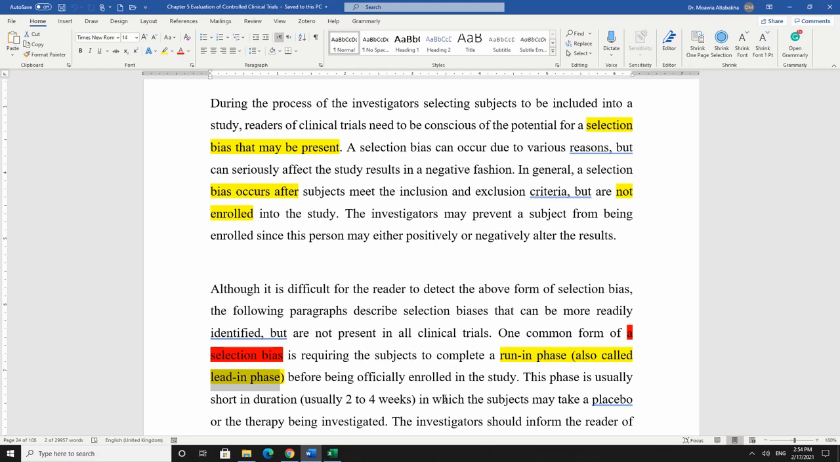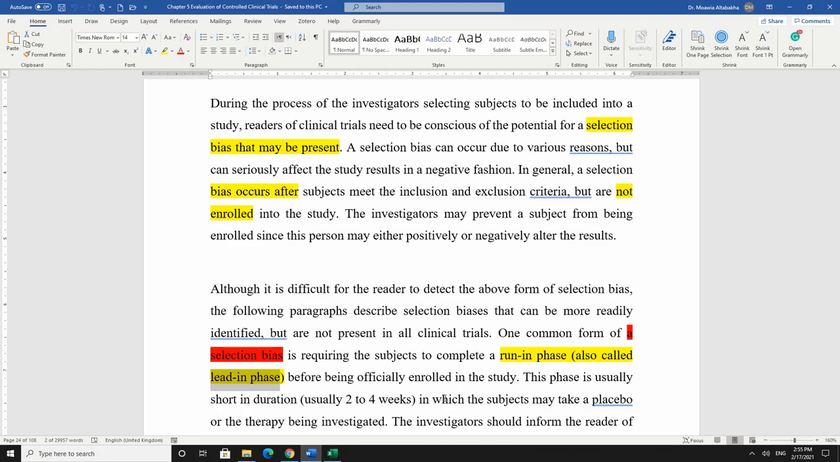So you are giving them placebo. You are asking them to stop their medication and giving them a placebo. The reason why you are doing that is not to exclude or remove or withdraw some subjects. No, your aim is just for the prior or previous drugs to diminish from the system. Okay, so you have that one.